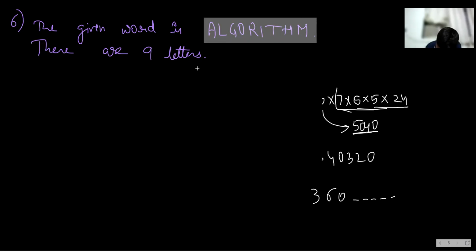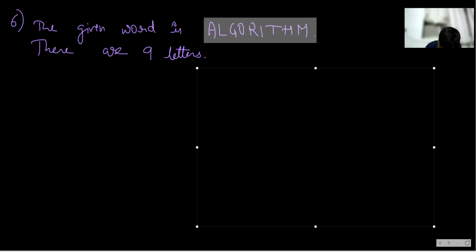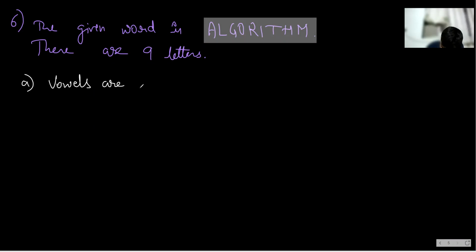But then remember, this question is not there. So what is the first question they're asking? They're asking us to determine the number of arrangements of the letters of the word algorithm if vowels are always together. So here I will write A: vowels are always together. Now, what does that mean? First of all, you need to understand what they mean by if the vowels are always together.